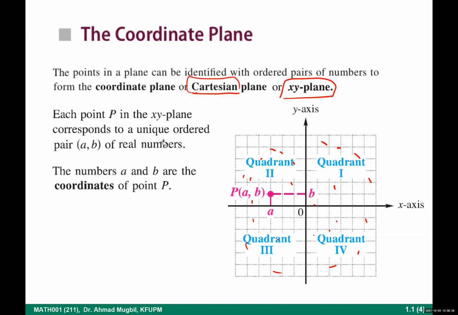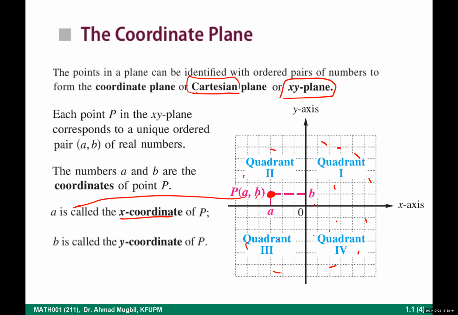Now, how to do that? These numbers are called the coordinates of the point. Let's take this point for an instant. A and B are the coordinates of this point. A is called the X coordinate, and B is the Y coordinate. Or you can call A the horizontal coordinate and B the vertical coordinate. The point in the middle, the intersection point between the x-axis and the y-axis, we call the origin.